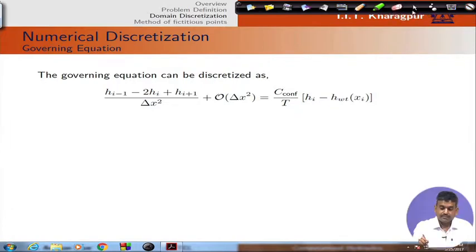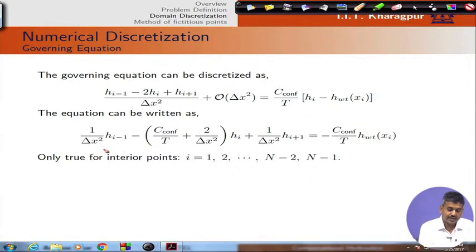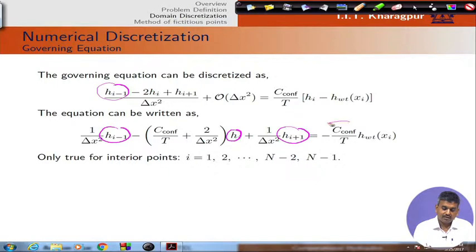Now, we can discretize this equation and rearrange it, with the h i minus 1, hi, and h i plus 1 terms. We have rearranged it, and this is our right hand side term. So, basically these are coefficients.